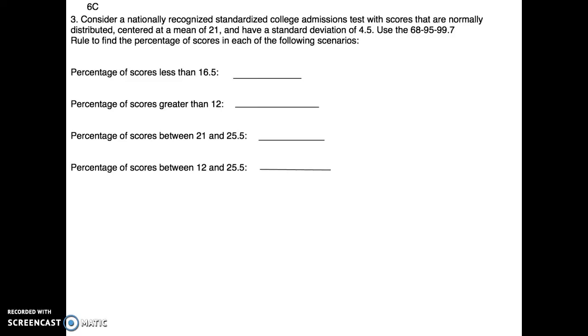Okay, I'm going to go through how to do some of the problems on the 6-3 homework for Maple TA. So the first one we're going to go over is number 3, and it deals with the 68, 95, 99.7 rule. And so the first thing we're going to do is draw the bell curve.